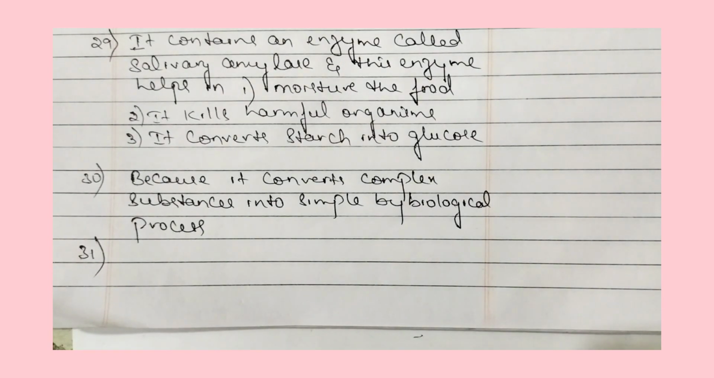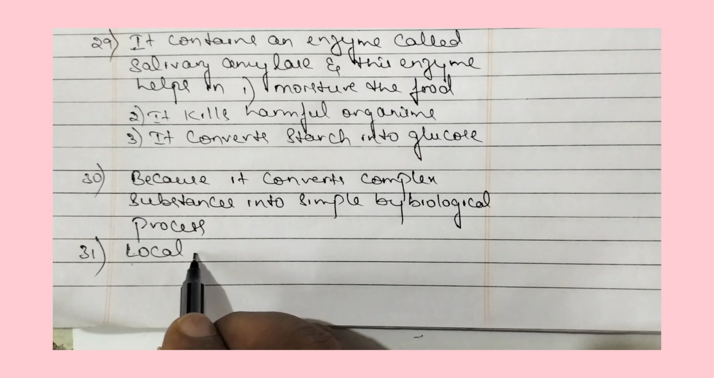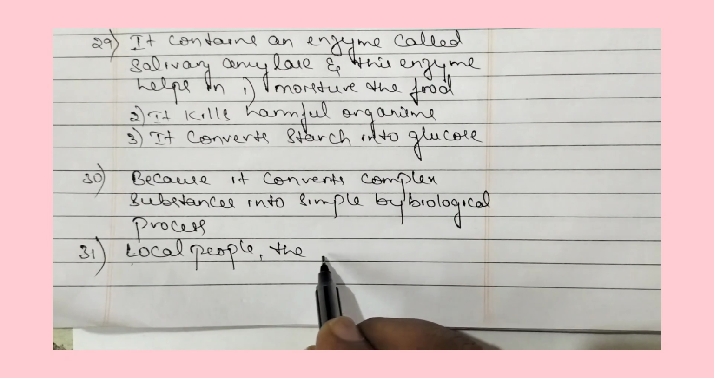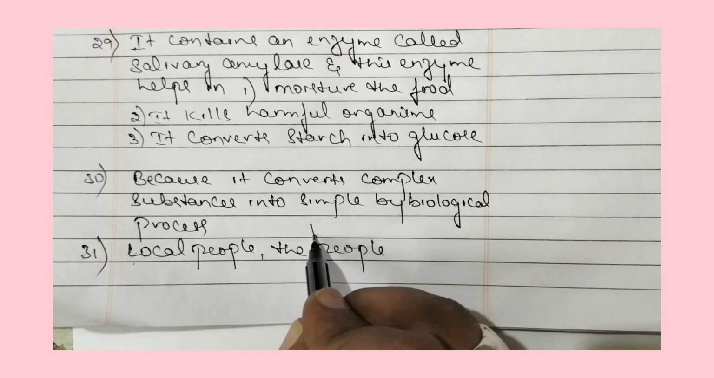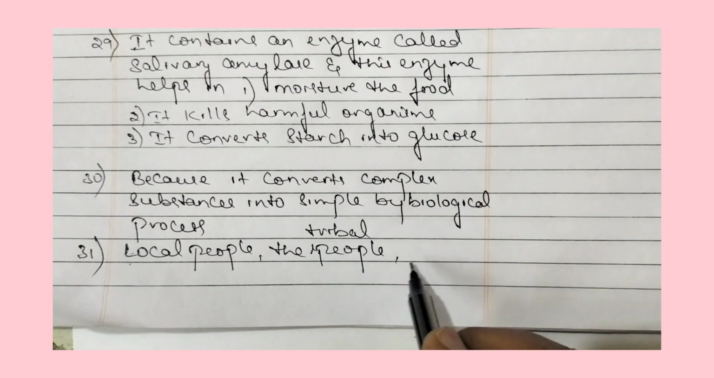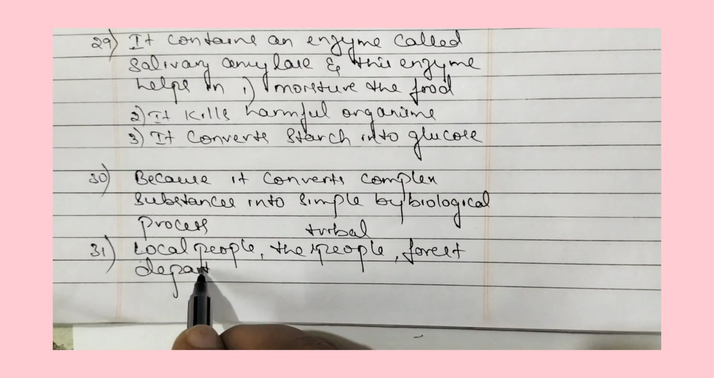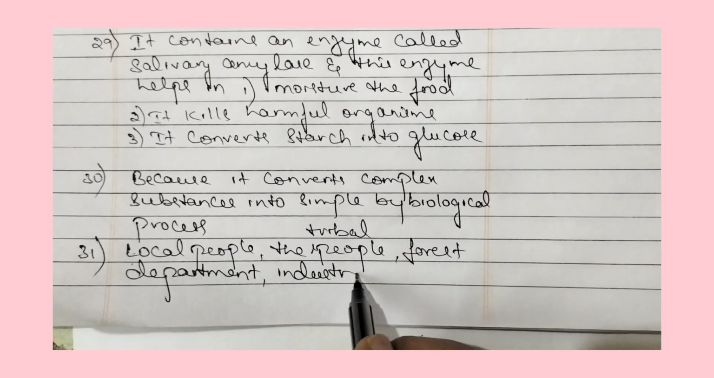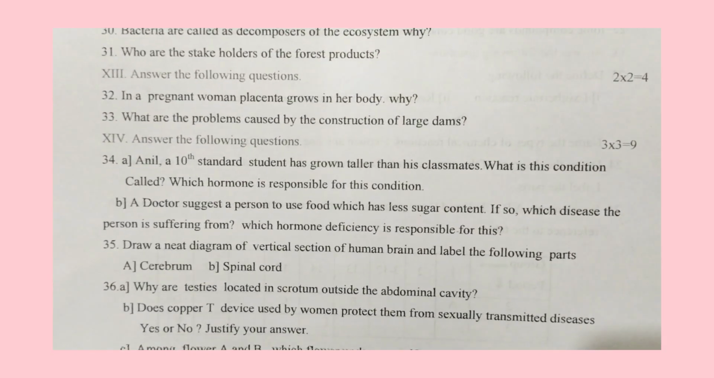Now let us move for 31st question. Who are the stakeholders of the forest product? The stakeholders of the forest product are the local people, then the tribal people, then forest department, then industrialist. So these are called as stakeholders of forest products.